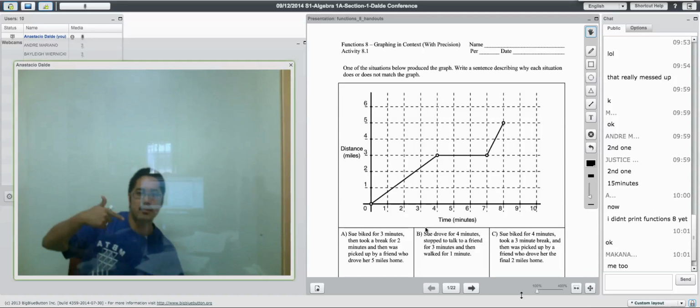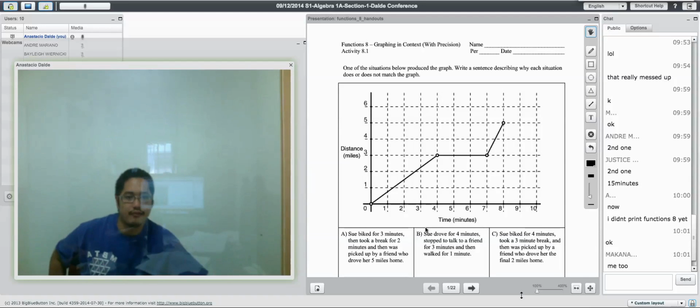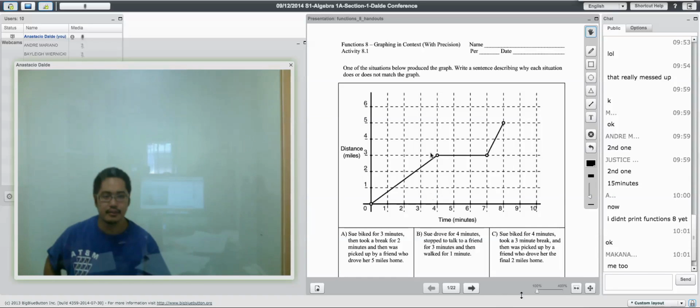For one of the situations below, produce a graph. Write a sentence describing each situation that does not match the graph. All right, here we go. Ready?